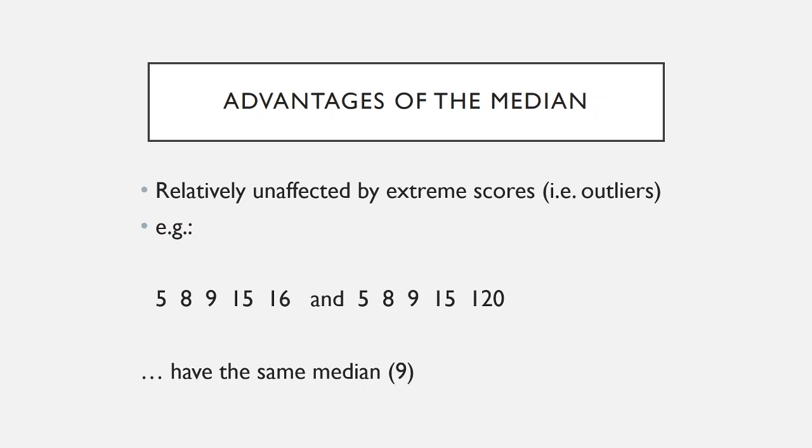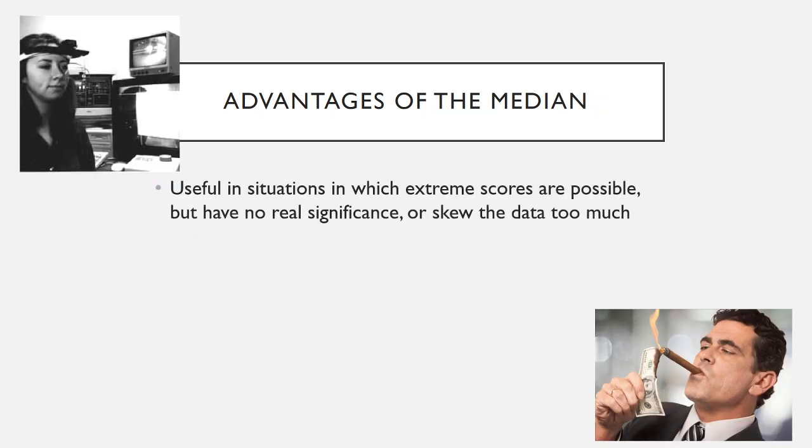Okay? You're cool. All right, so, sorry, it's basically just about asking yourself whether or not that extreme score belongs in your data set or not. So this is going to be a particularly useful way of communicating about your data when you have a variable in which your extreme scores are possible, but they either don't mean anything or you think they're skewing the data too much to be entirely accurate.